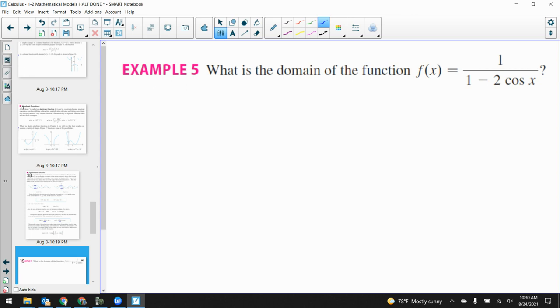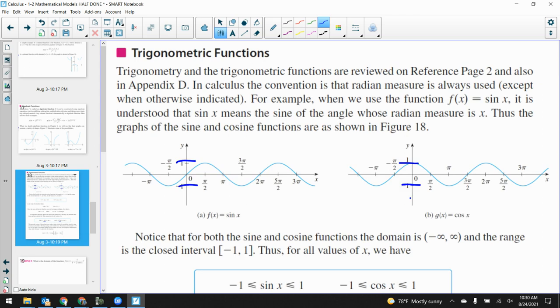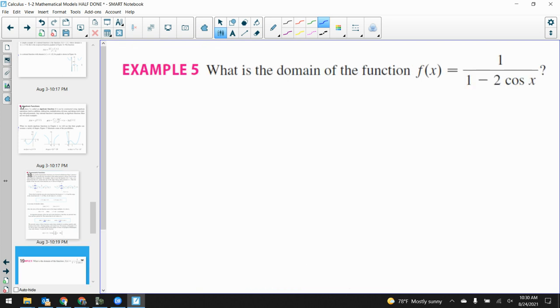Is there any restriction on the domain of cosine x? Is there any restriction on the domain, the input of cosine? Like, are there any angle measures that I can't put in? No. Think about the cosine x graph. Will it go forever left and right? Yes. So therefore, there are no restrictions on the domain of cosine x.